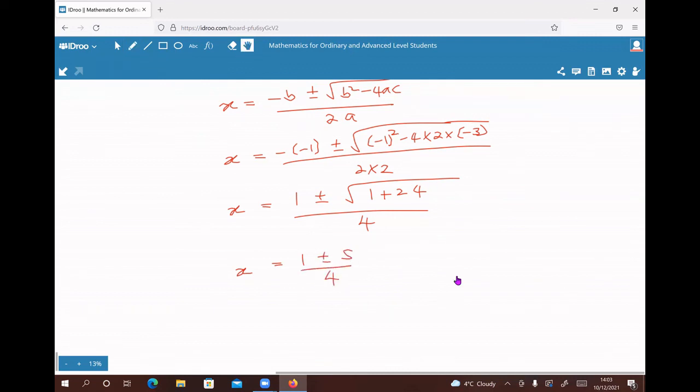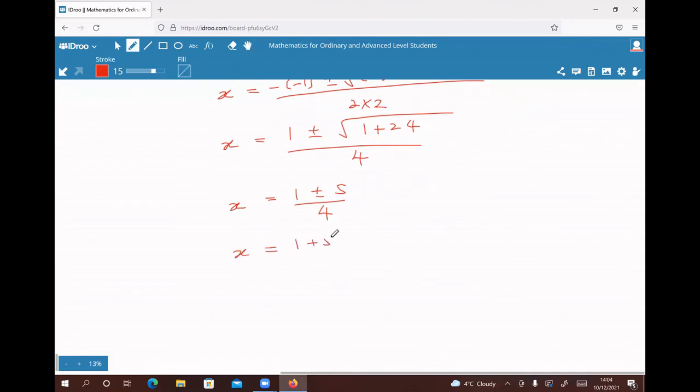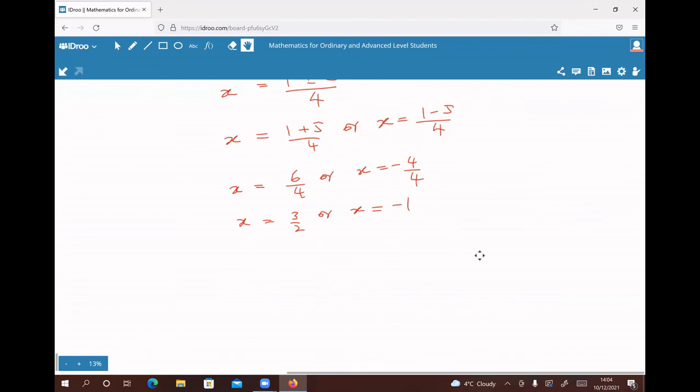Right. So then we can separate the two solutions here. 1 plus 5 over 4, or x is equal to 1 minus 5 over 4. So it is equal to now 6 over 4, or x is equal to -4 over 4. That means x should be equal to 3 by 2, or x is equal to -1. Okay, right. So those are the two solutions relating to that particular quadratic equation, which is x equals 3 by 2, or x equals -1.